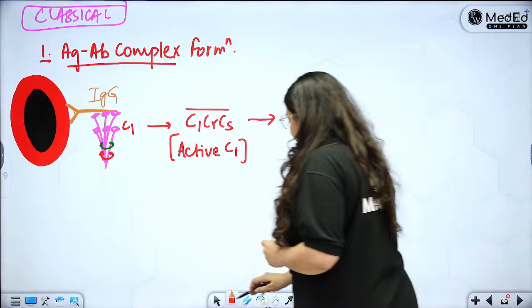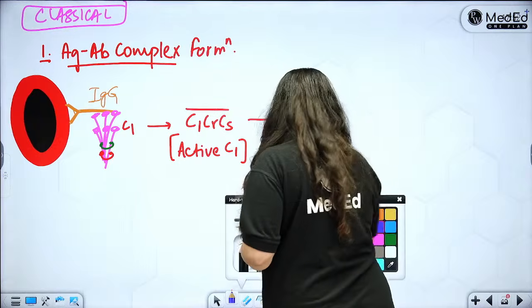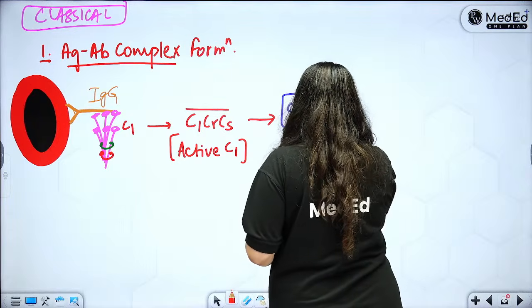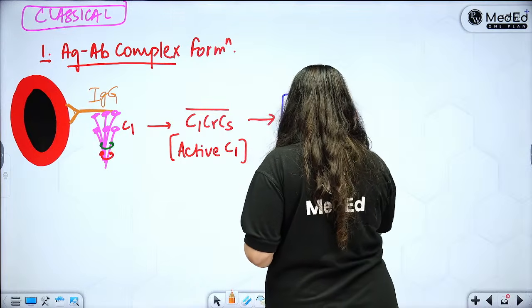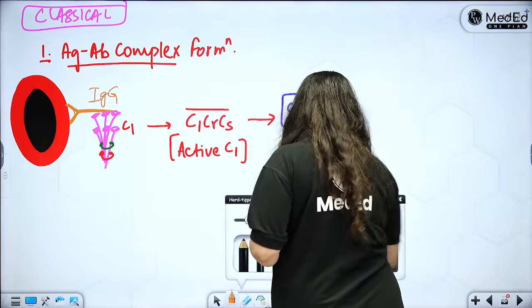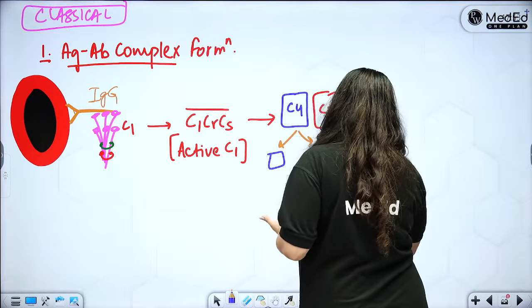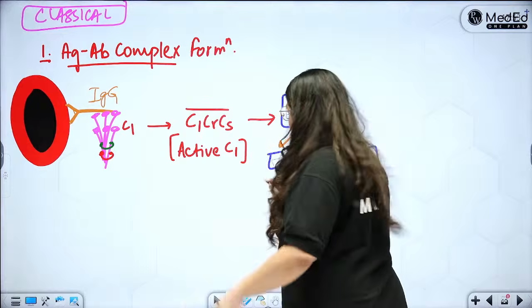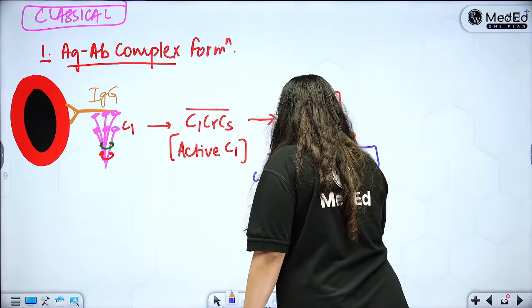So this will kick whom? This will kick C4 and this will kick C2. C4 and C2 will both break into two segments. There is a smaller C4a and a smaller C2b, because in 2 everything is reversed. So C4a is smaller and C4b is big.